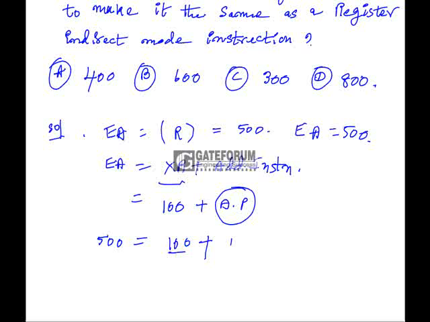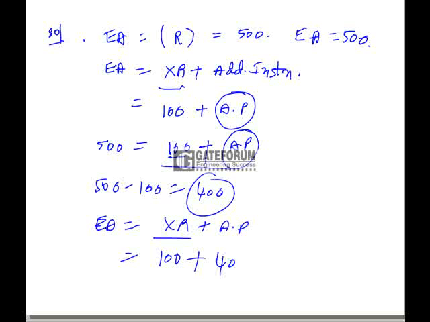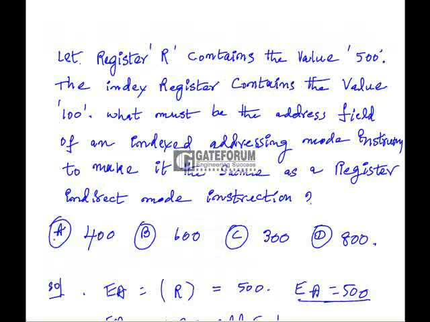So 100 plus the address part, we do not know. For example, if the address part is 500 minus 100, that is 400, then the effective address of indexed addressing mode is the same, because the index register content is 100, the address part we found as 400, then the effective address is 500, which is the same in the register indirect mode also. So the address part should be 400, then only both will be the same. So option A is the right option here.